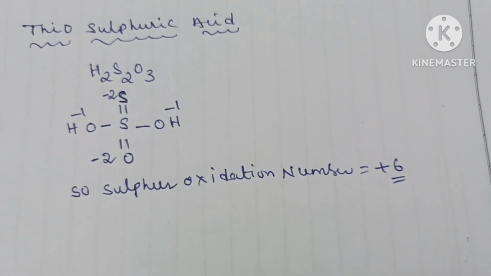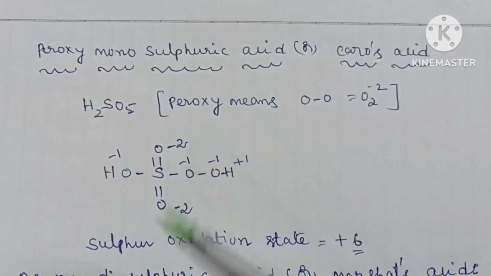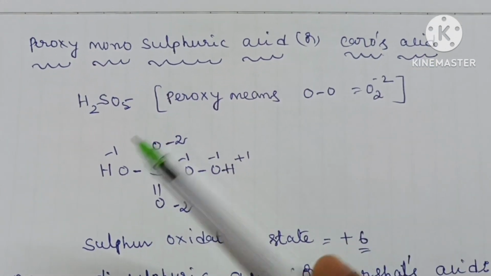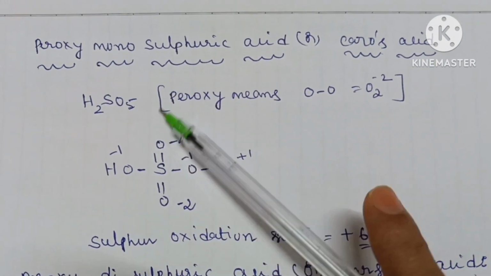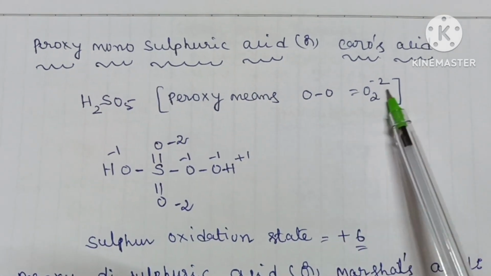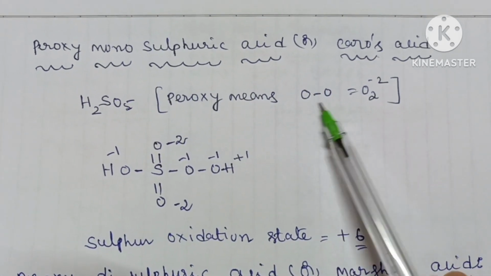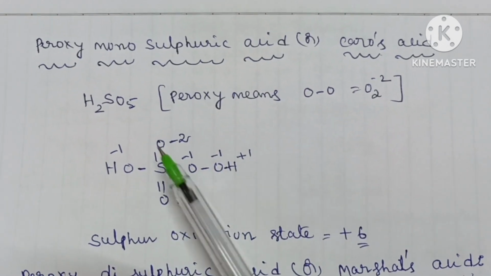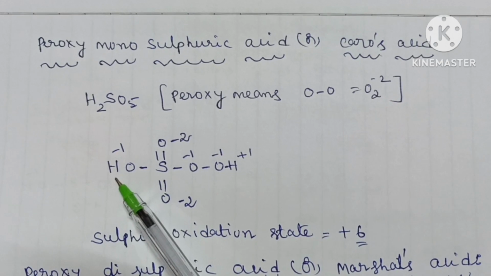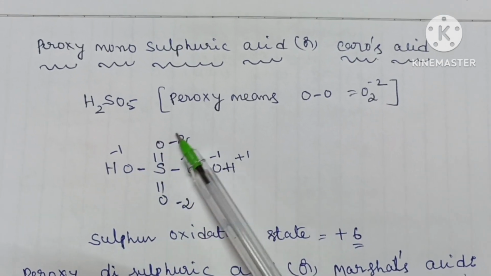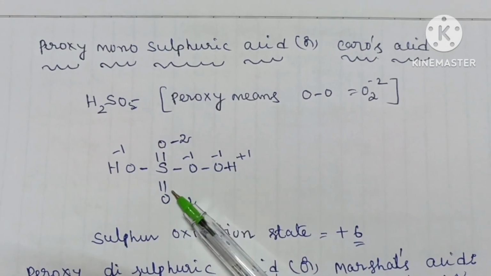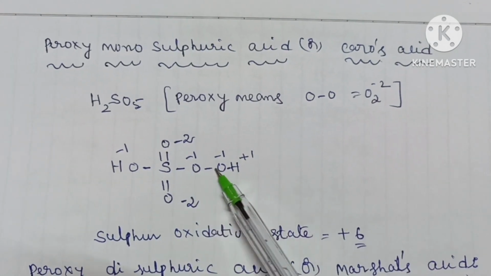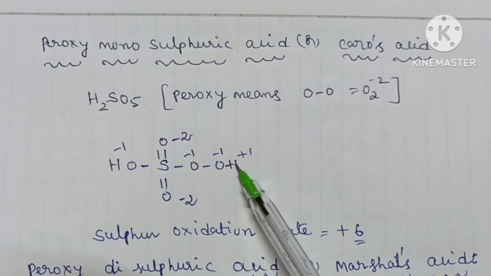Okay, next, peroxymonosulfuric acid, also called Caro's acid. Formula is H2SO5. Peroxy means O-O linkage: oxygen, again oxygen. How to draw the structure? First write sulfur, then attach one OH group. After that double bond O, again double bond O, then the peroxy linkage O, O, and then you add one hydrogen.